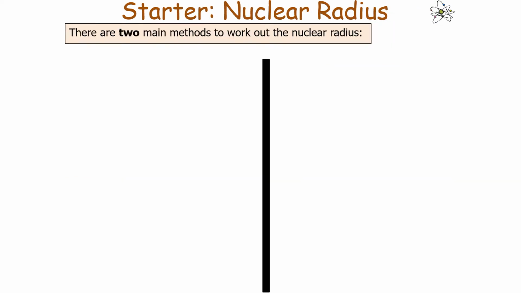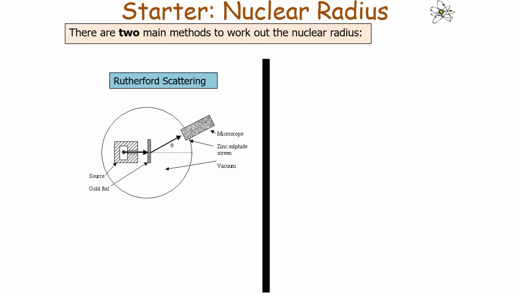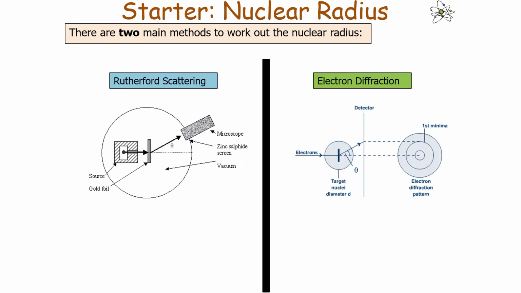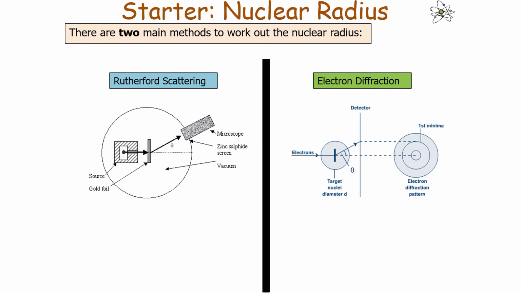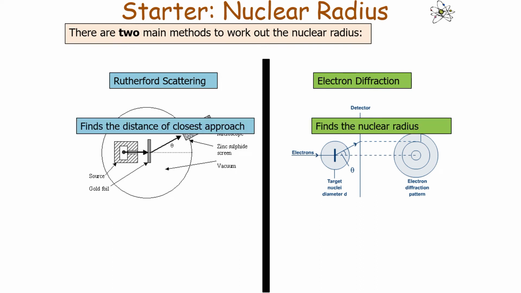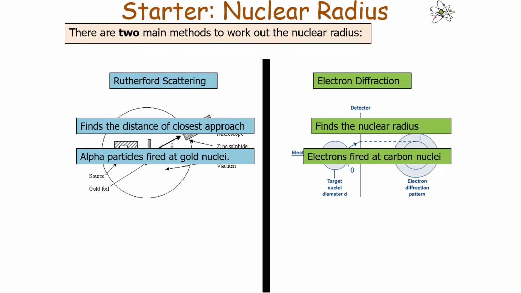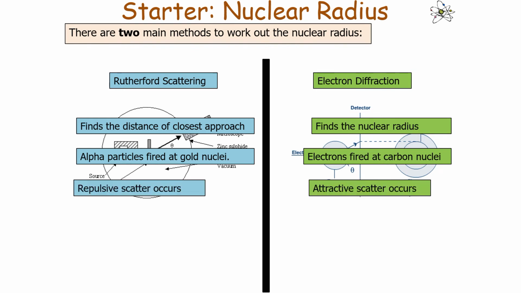So let's recap our main methods to work out the nuclear radius. We have the Rutherford scattering method and the electron diffraction method. For the Rutherford scattering method, it finds the distance of closest approach, whilst the electron diffraction method finds the nuclear radius. Rutherford scattering fires alpha particles at gold nuclei, whilst electron diffraction has electrons fired at carbon nuclei. In Rutherford scattering, you get repulsive scattering due to the alpha particles and the gold nuclei having the same charge, whilst for electron diffraction you get attractive scatter as the negatively charged electrons are fired at the positively charged carbon nuclei.